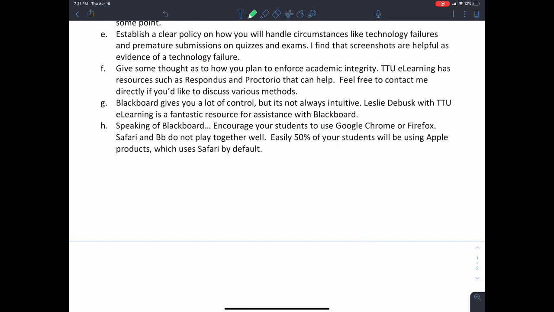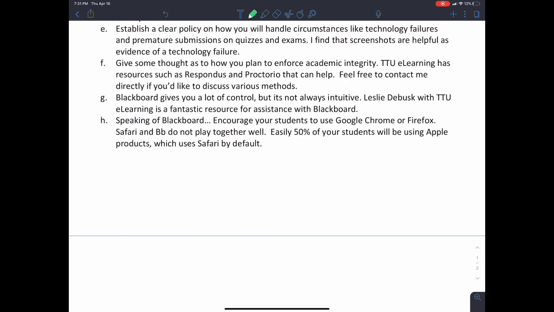Now, still speaking about assessments, it's best to establish a clear policy on how you will handle circumstances such as technology failures or premature submissions on quizzes and exams. I've said it before, I'll say it again, not a matter of if, but rather a matter of when.